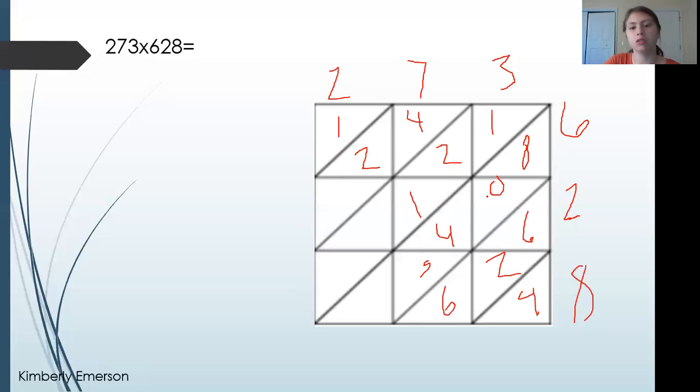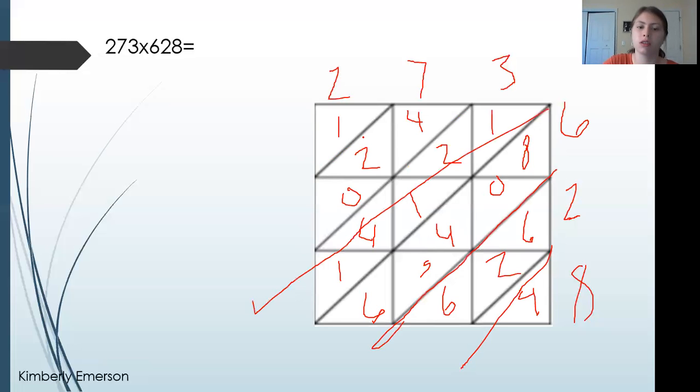56. And then 2 times 2 is 4. And then 8 times 2 is 16. Let's double check that. We're on a good start. And then we will be adding these across just like we did in the other one. Sorry, that got a little messed up.